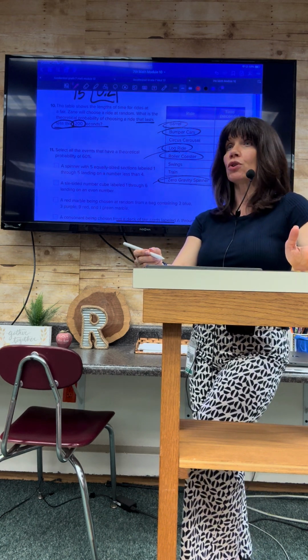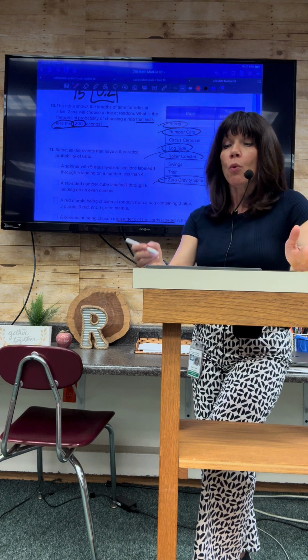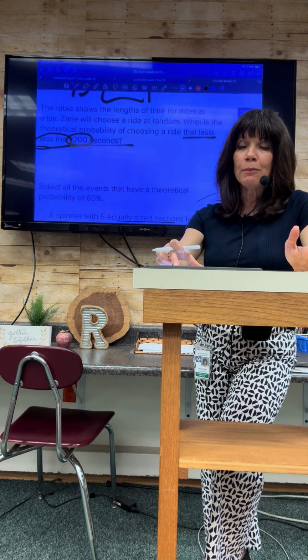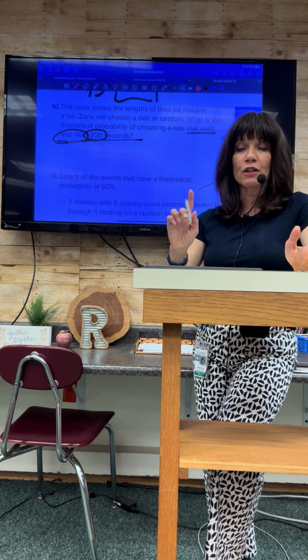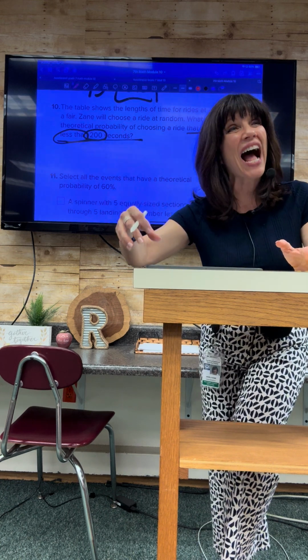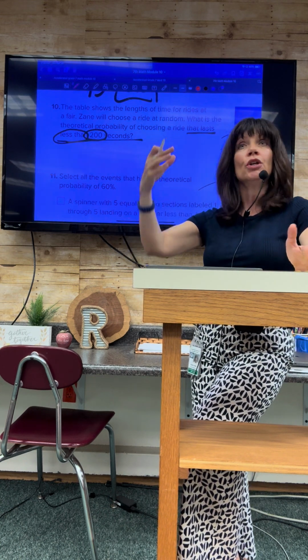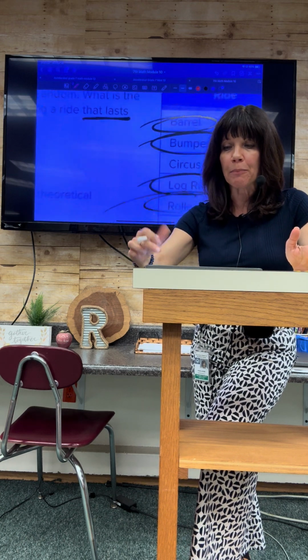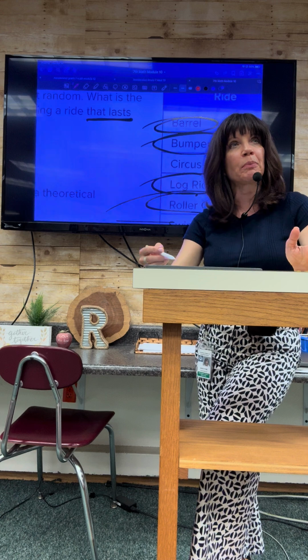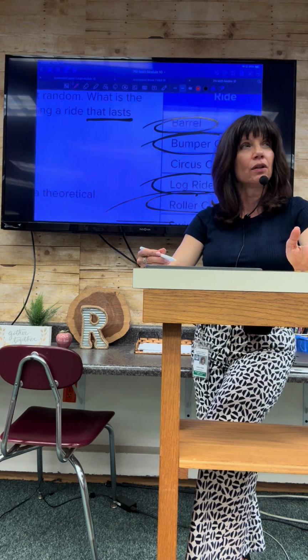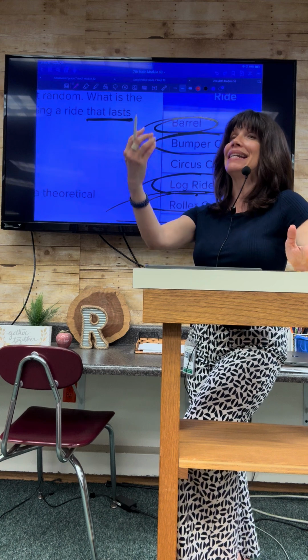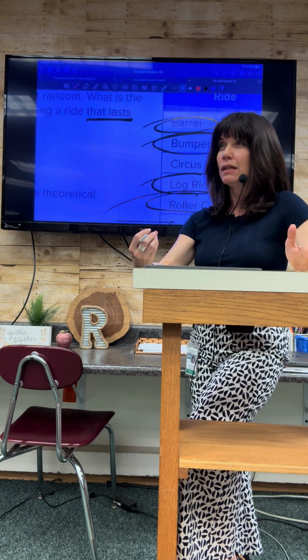What should I do with my circled items? Well, will I add the numbers or will I just count how many rides? Let's look. The table shows the lengths of times for rides at a fair. Zane will choose a ride at random. So imagine there's a bag, and on each slip of paper, one says barrel, one says bumper cars, one says circus carousel. Do you see what I'm getting at? Each slip of paper contains the name of a ride.